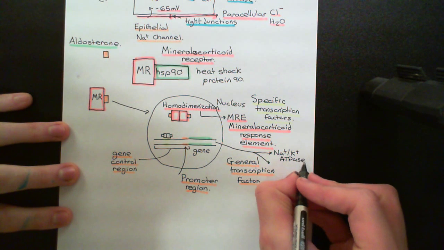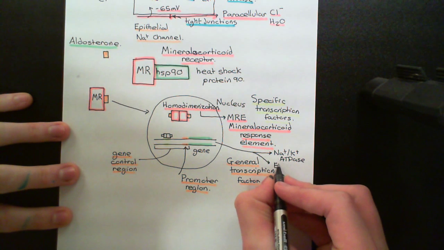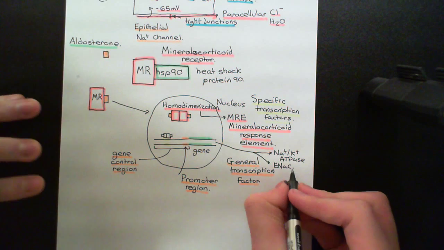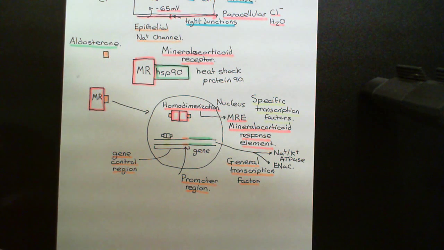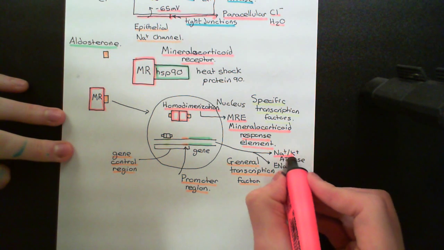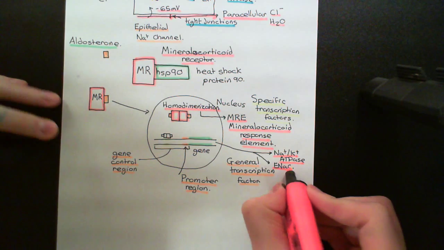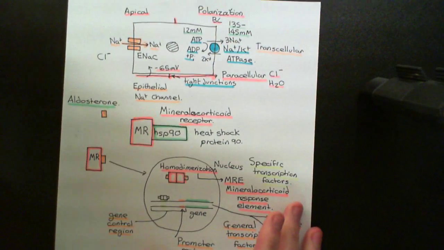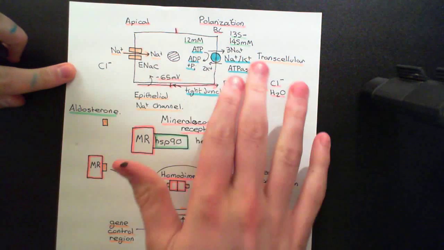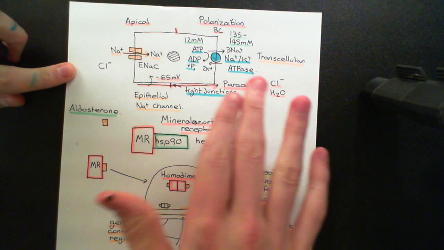So you're going to increase the expression of the sodium-potassium ATPase and the ENaC, which are of course the two proteins involved in the sodium chloride reabsorption. They determine the rate at which sodium chloride reabsorption occurs. So if you have more of those, then of course this process is going to occur at a faster rate. You're going to reabsorb more sodium chloride.